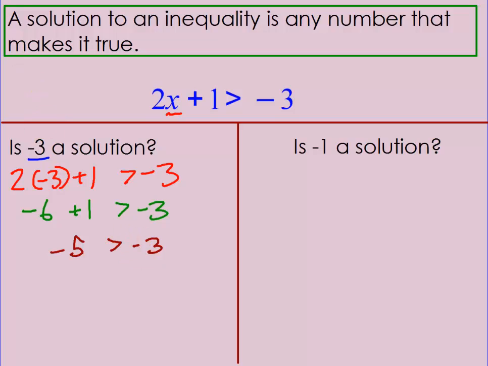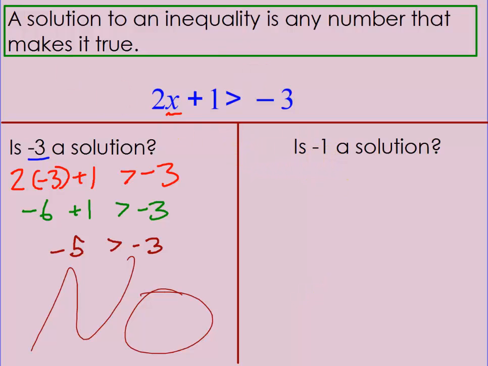Is negative 5 greater than negative 3? Well, negative 5 is actually less than negative 3, because if you go to a number line, negative 5 is going to be to the left of that. So is negative 3 a solution? No.